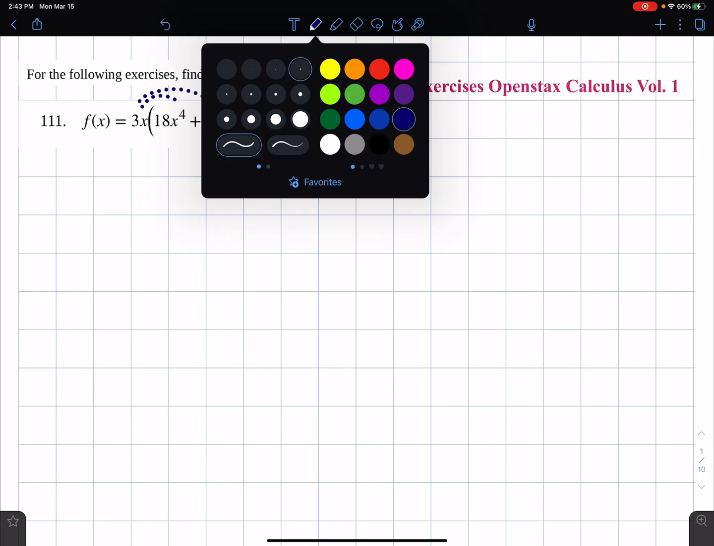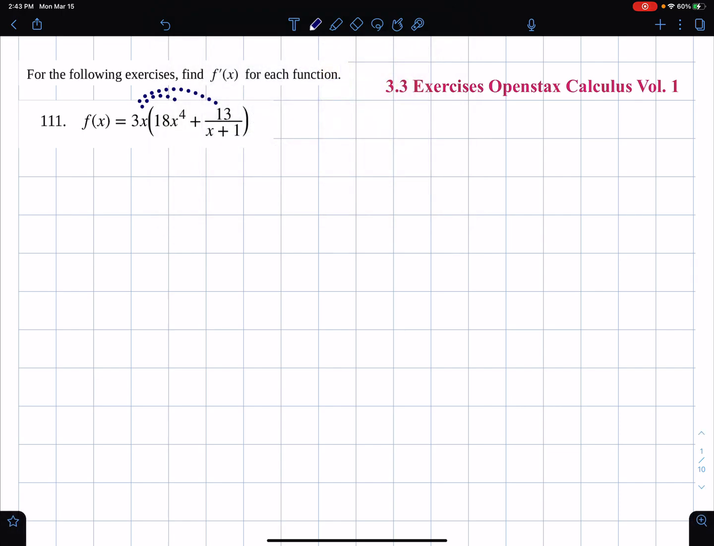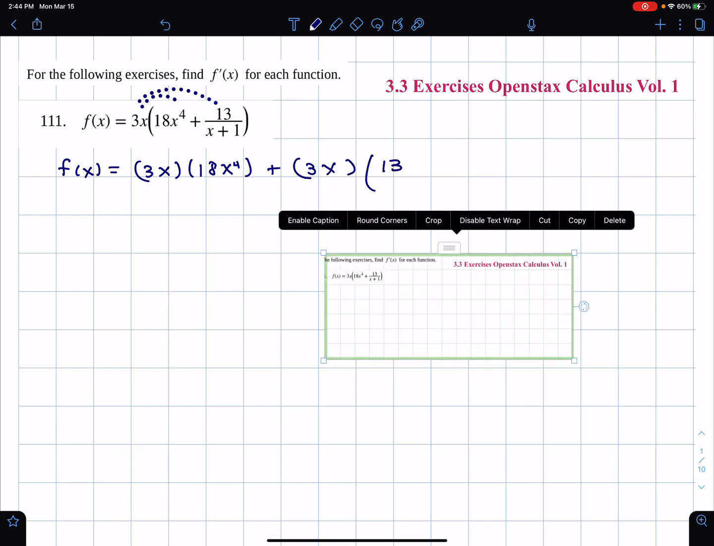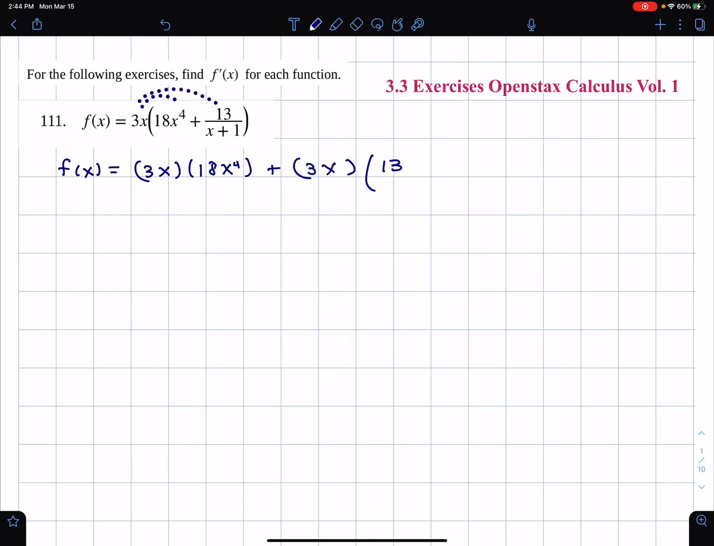What I see are two different functions, 3x times another function in parentheses, and that could be done using the product rule, but I think it's easier if I distribute the 3x throughout. By doing that, I think I'll save myself a little bit of work, which is not just about wanting to work less, but also about making fewer mistakes by having a simpler process.